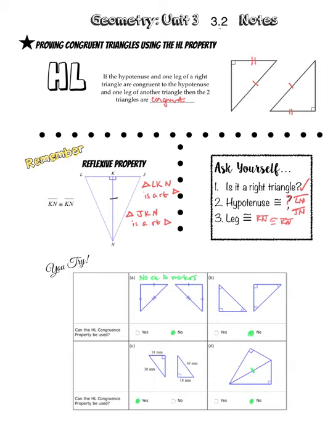Question C, they are right triangles, and the hypotenuses and legs are congruent. So yes, we can use it. And question D, they are right triangles. The hypotenuses are congruent, but we have no information on the leg, so we cannot use it. All right.